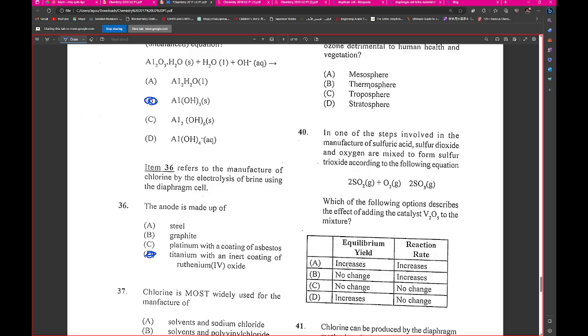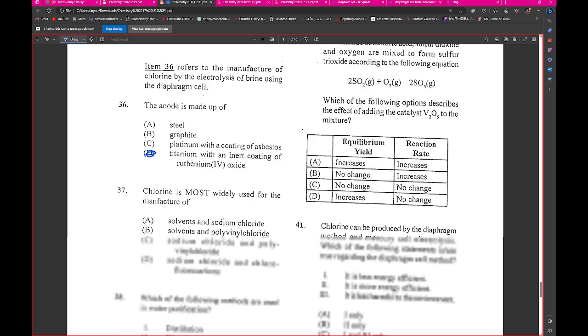Alright, chlorine is most widely used for the manufacture of... the screen, sir, the screen. The screen is screening right now. Give it a second. Okay, go ahead. Is it solvent and PVC? Alright. Everybody else agrees? Solvents, alright. And PVC. What would PVC be used for? Pipes and stuff. Okay, so it's a type of hard plastic.